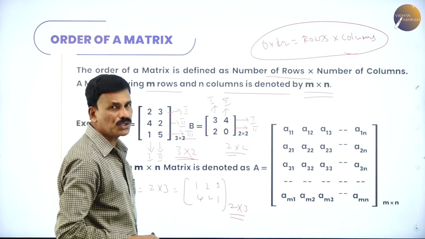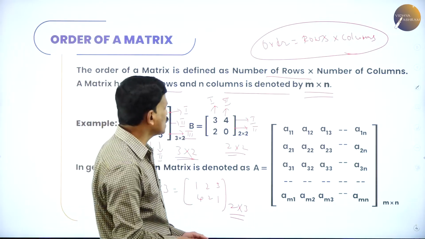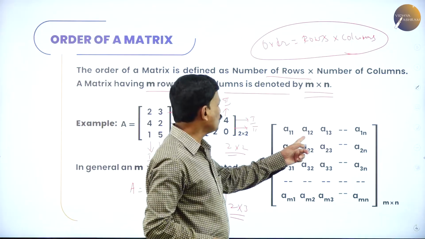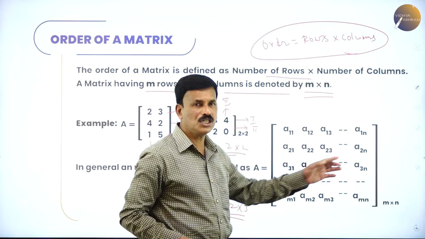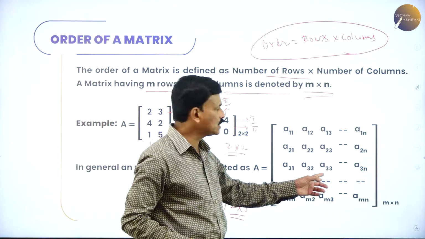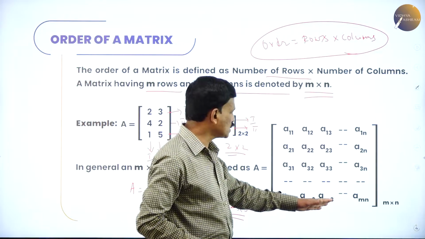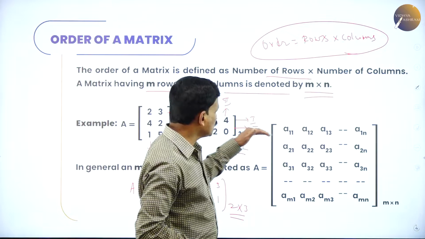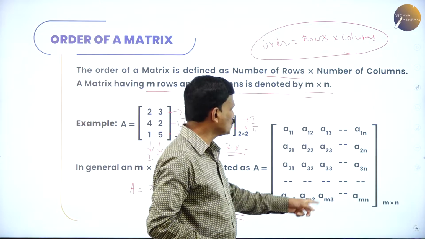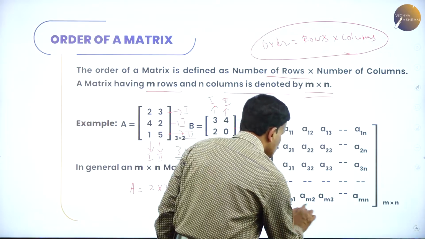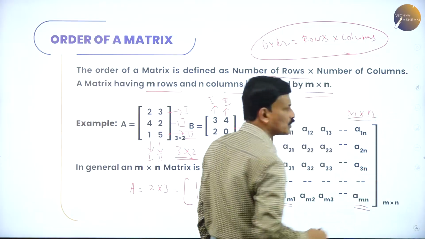2 rows, 3 columns. So in general, a matrix of order m rows and n columns is denoted as: A11, A12, A13, etc. A1n, A21, A22, A23, etc. A2n, A31, A32, A33, etc. A3n. Suppose m rows, Am1, Am2, Am3, etc. Amn. That means this matrix contains m rows, 1, 2, 3, 4, 5 m rows, and the number of columns 1, 2, 3, 4 n columns. So this contains m rows and n columns. Therefore the order of this matrix is m cross n.